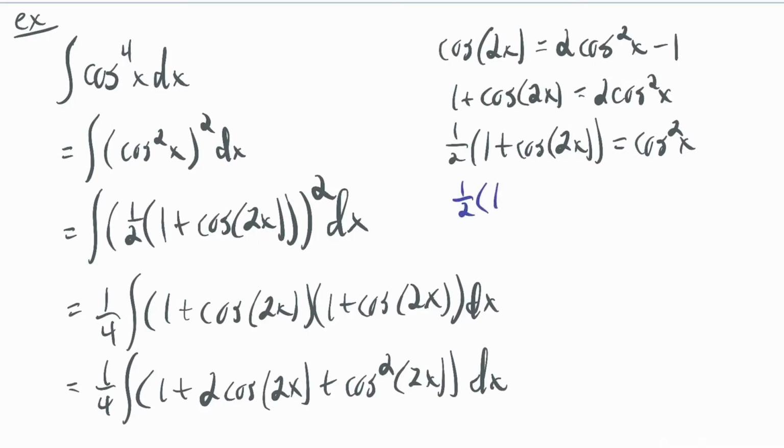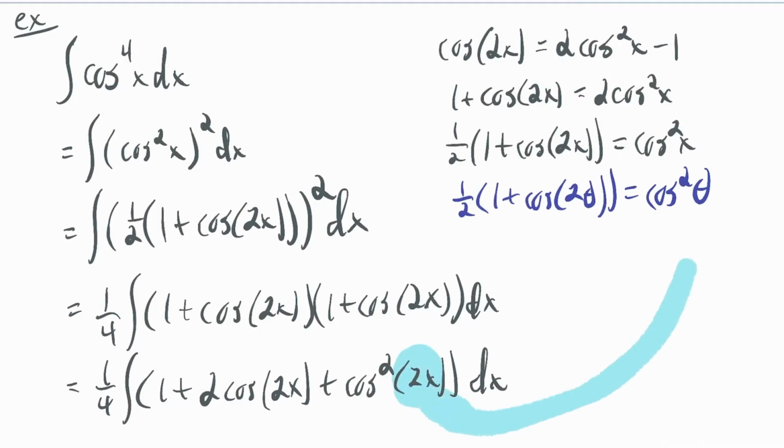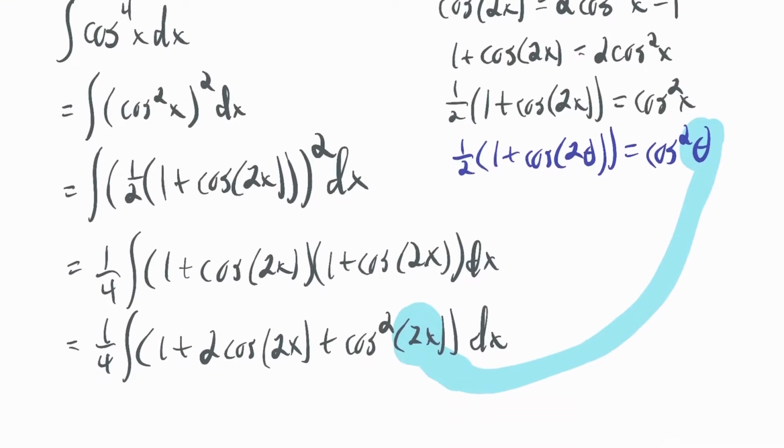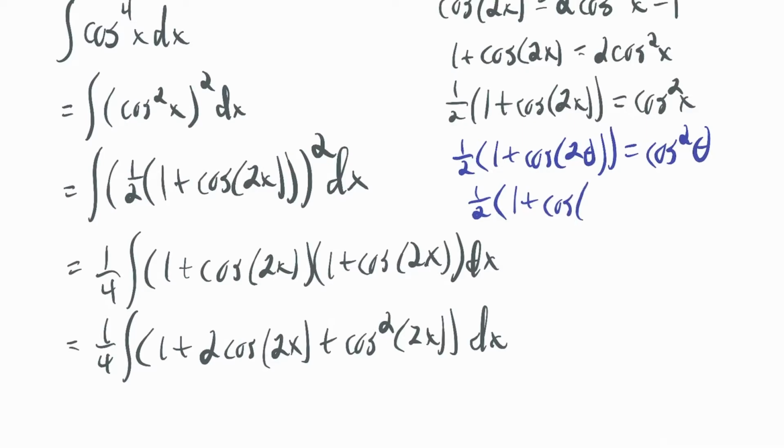1/2 times 1 plus cosine of 2 theta, and theta can be anything, right? It's a variable, it can be literally anything. This is an identity. So I can call theta 2x. Then I'll have cosine of 2x squared, and I'll have a formula for that. So replace theta with 2x: 1/2, 1 plus cosine, 2 times 2x is 4x. Cosine squared.